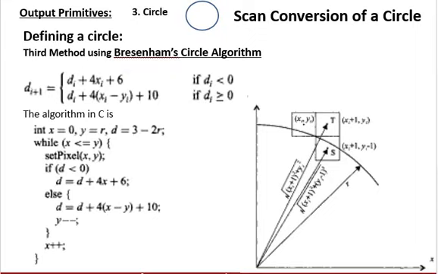Now we will understand the coding. Here we have set the value of x as 0 and y as r. So d equals 3 minus 2r. While y is greater than x, we set the pixel (x, y). If 0 is greater than d, then we will put this formula, else we will put this formula. Y will be decremented and lastly x will be incremented. This is the coding for Bresenham's circle drawing algorithm.